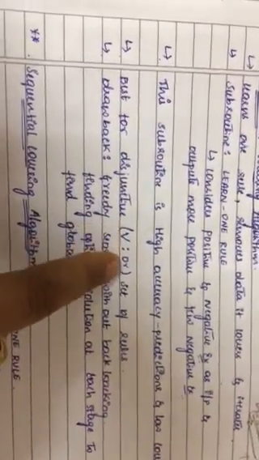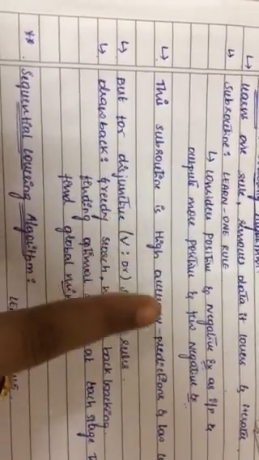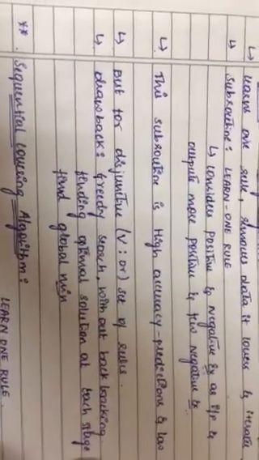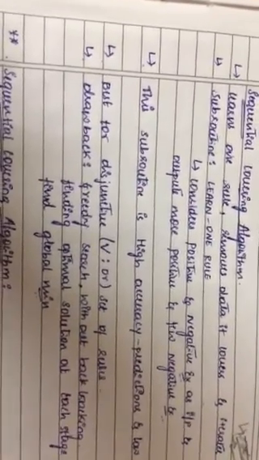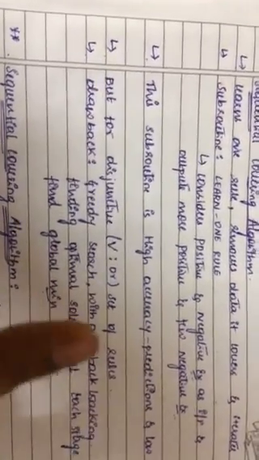What is meant by disjunction? It is an OR. How is the OR going to work? When any one of the conditions is 1, then the output is going to be 1. So 1 plus 1 is 1, 1 plus 0 is 1, 0 plus 1 is 1. So that is an OR condition.